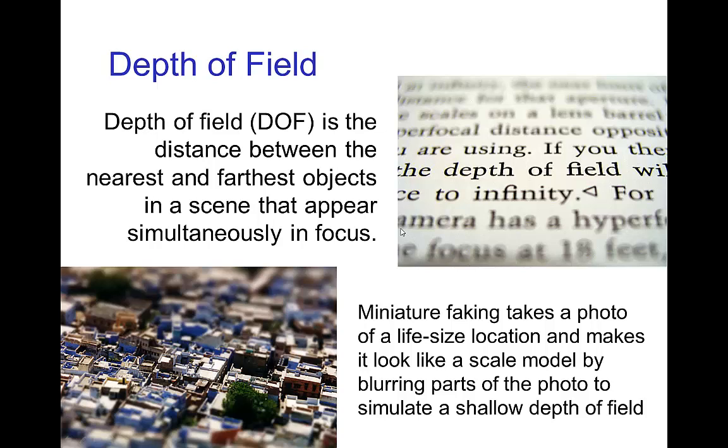So the depth of field is the distance between the nearest and farthest objects in a scene that are simultaneously in focus. And by manipulating depth of field, we can have a sense of something being small and very close to us, or large and very far away from us. So this photo is actually a miniature faking. It appears as if it's a scale model, but this is actually a photo of a full-size city, and by manipulating the blurring and making it appear as if there's a shallow depth of field, we get the sense that it's actually a tiny scale model city photographed very close.